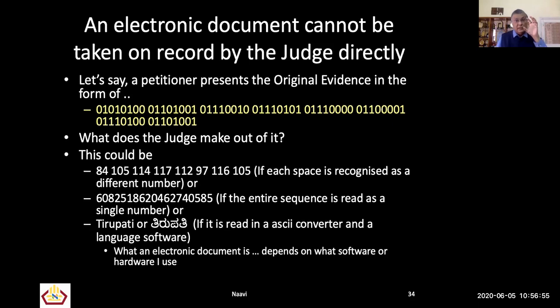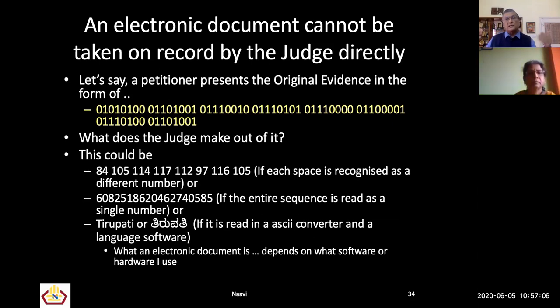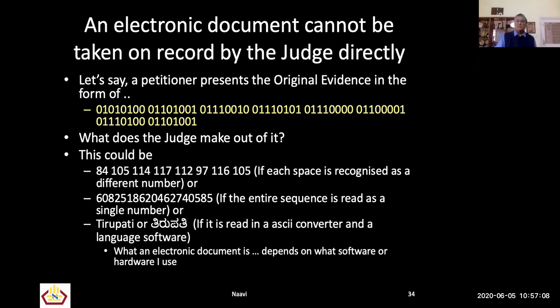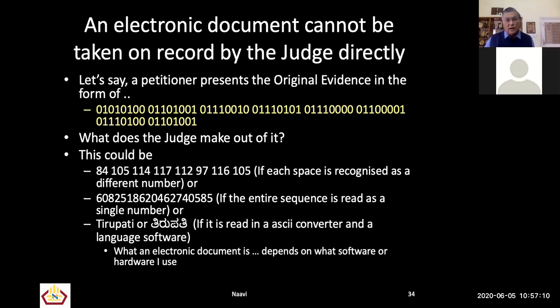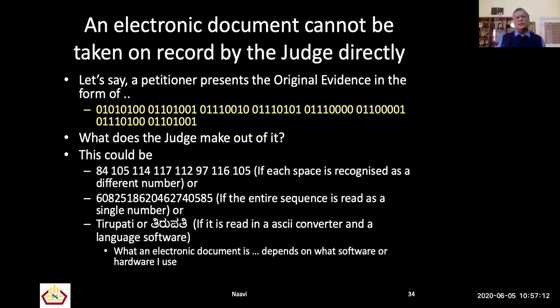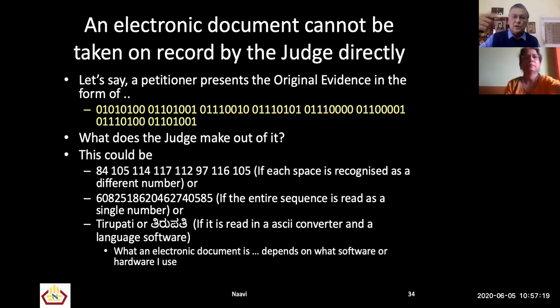So what we call as evidence is actually interpretable by different systems. This is something which has been missed by many of the lawyers, and they think that every electronic document has got a single meaning. It doesn't have a single meaning. It has got a meaning relative to the conversion systems which you have used. That is something which our law has recognized.